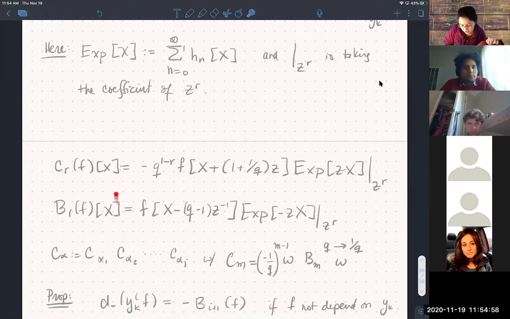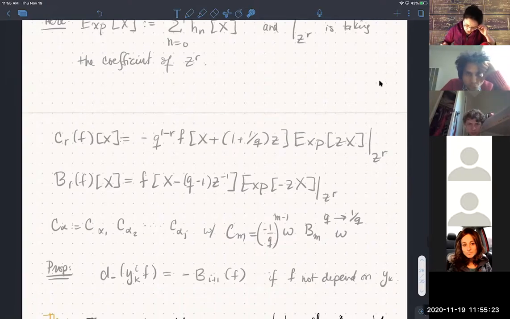And these two things are related by taking Bm and swapping Q's for 1 over Q and composing with the Weyl involution that swaps E's and H's on symmetric functions. So basically, if you know how to write something in terms of B's, you can write it in terms of C's and vice versa by composing by an involution. So this is a relation that will prove useful.